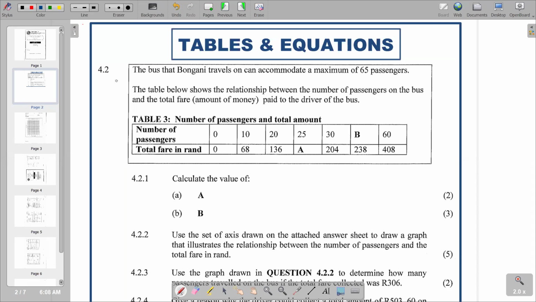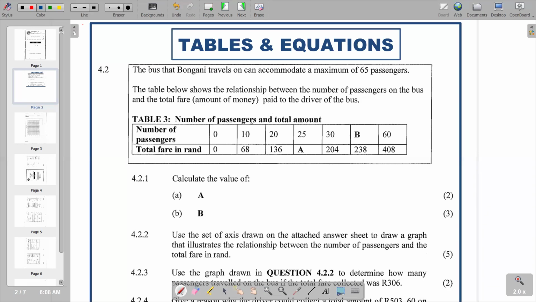In this video, we want to look at a question on tables, graphs, and equations, whereby we are going to look at question 4.2. Our question reads, the bus that Morgan travels on can accommodate a maximum of 65 passengers. The table below shows the relationship between the number of passengers on the bus and the total fare, that is the amount of money paid to the driver of the bus.